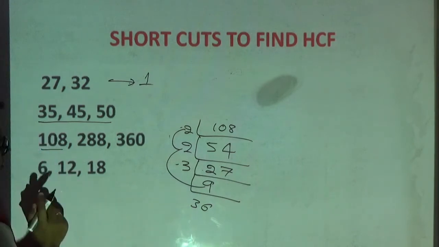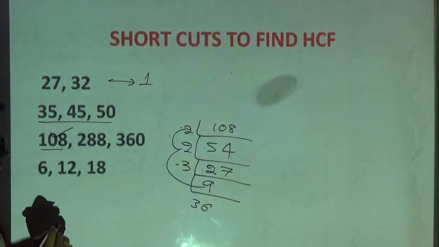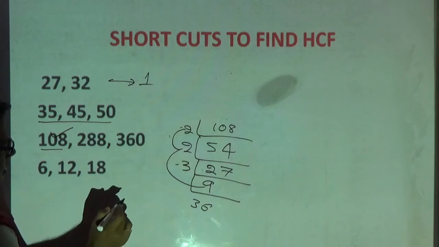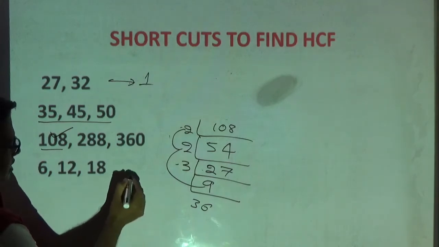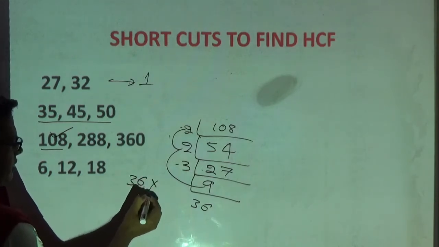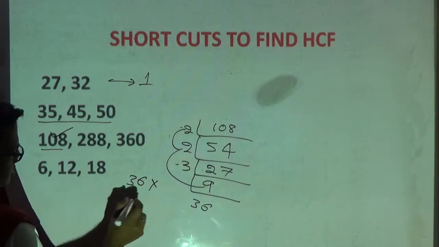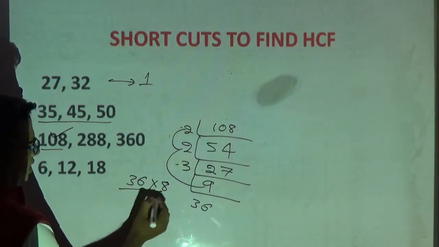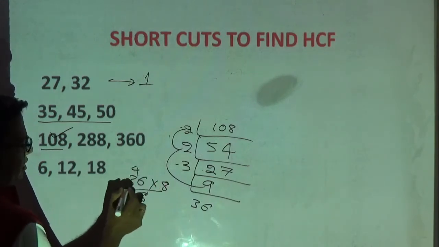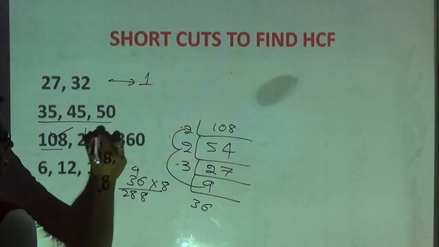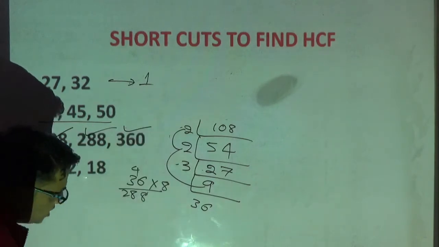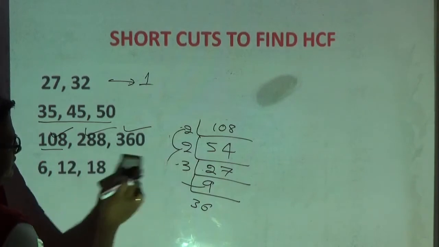From 36 you can divide your 108. Yes, I can divide. From 36, whether you can divide 288? Yes, I can divide. See, 36 how many times? Here 4, 8 is there. 6, 8 is what? 48. 4, 6, 8 is 24 plus 4, 28. Okay. 360 I can divide. So what is your HCF? 36 is your HCF.